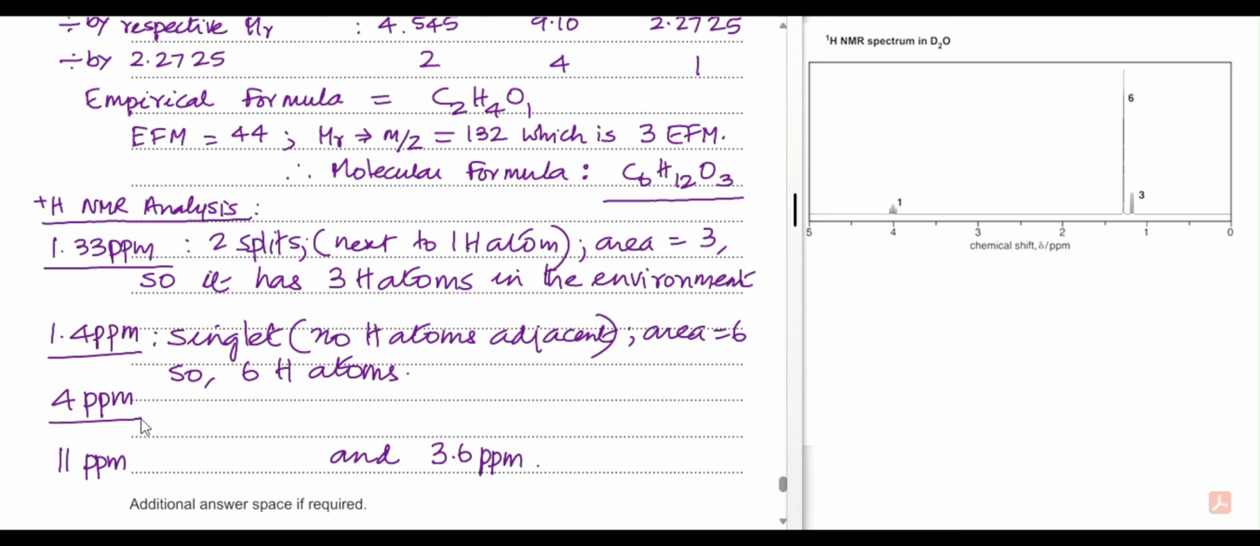Cool. Now 4 ppm, looking at that, we can see it's a quartet. So it is a quartet, that means adjacent to three hydrogen atoms, and area is equal to 1, so it has got 1 hydrogen atom there.